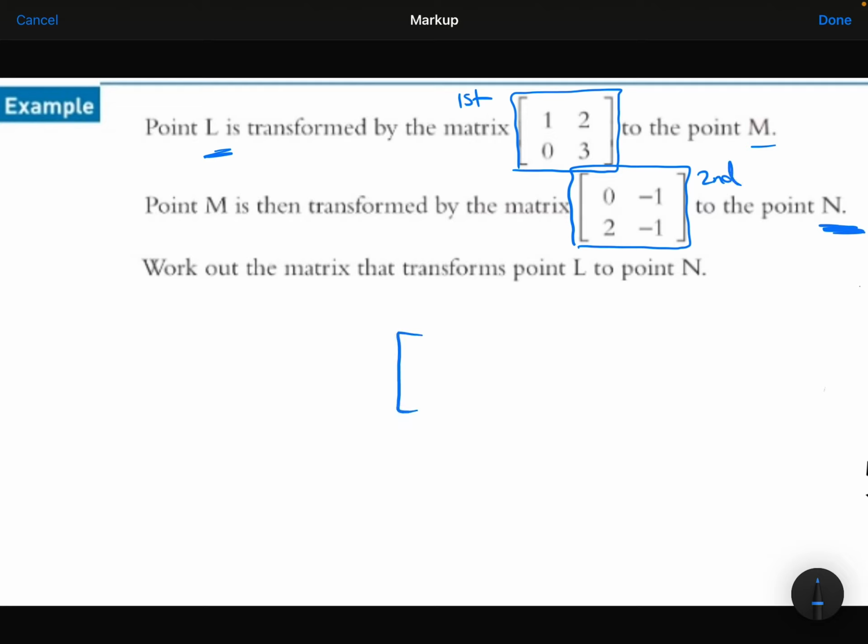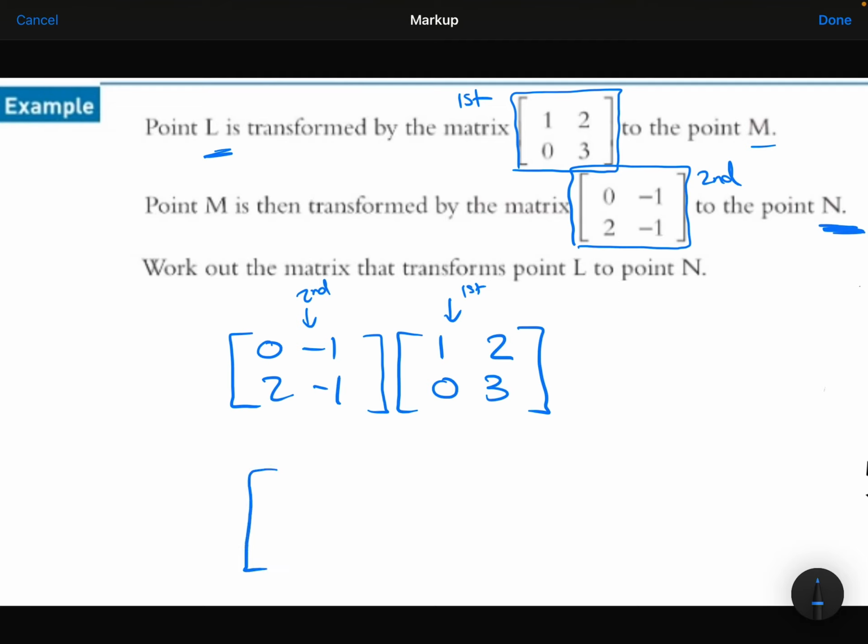So I'm going to write the first matrix down, and the second one will follow in front of that. It's really important, the order here. This is what happens first, this is what happens second. We are then going to multiply those two matrices together.